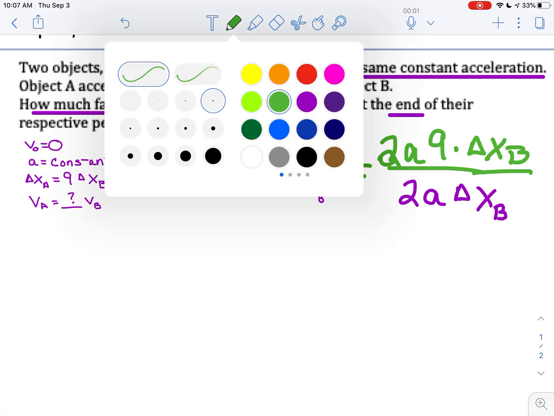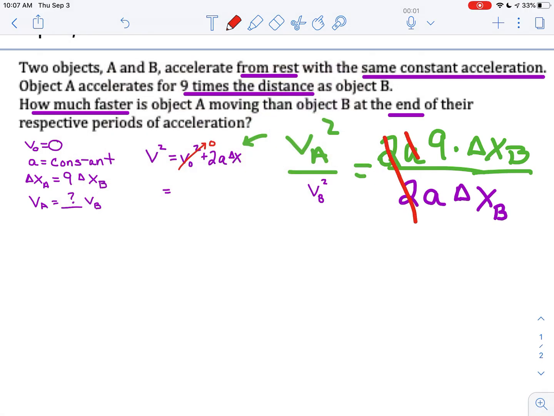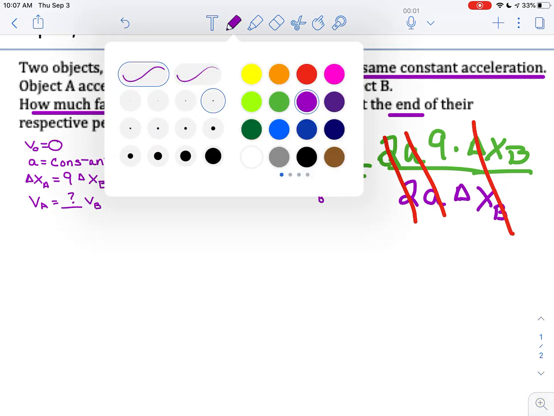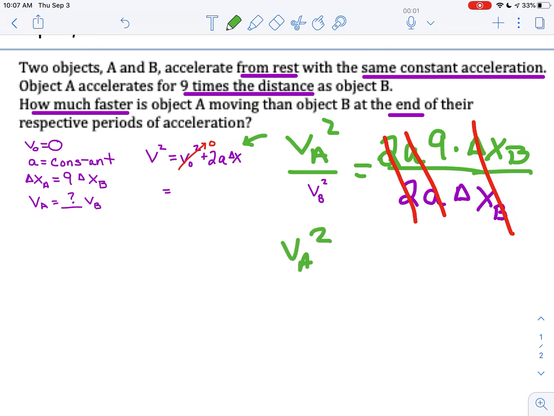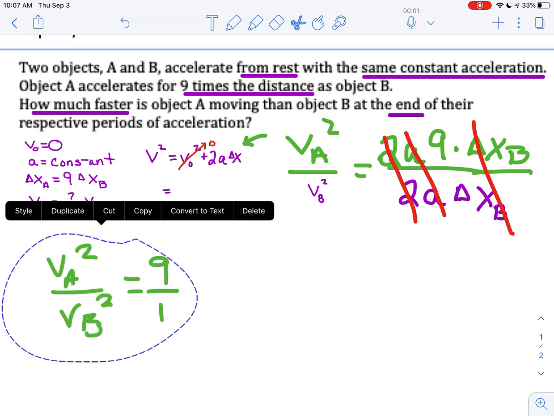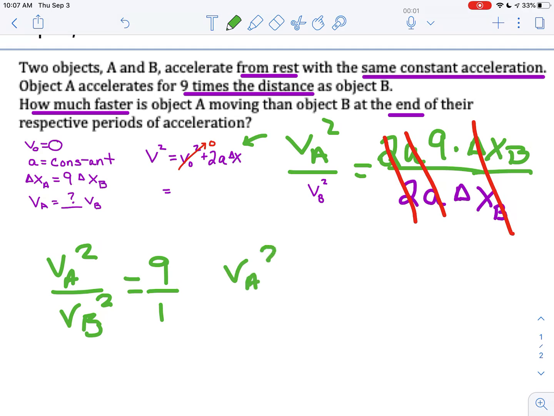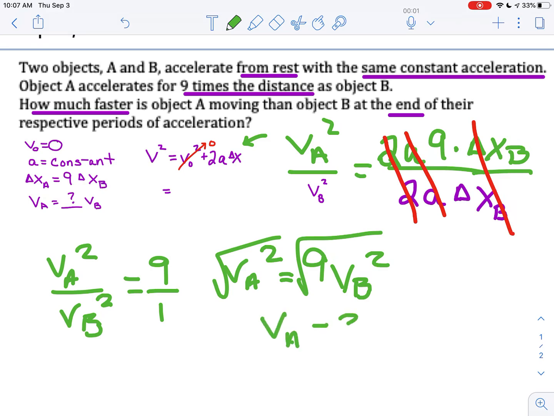So what happens is now I can cancel out everything they have in common. So you'll notice then in the end, what I have is the velocity of A squared over the velocity of B squared is equal to 9 over 1. So I can cross multiply. Let me move this guy over. If I cross multiply, I get the velocity of A squared equals 9 times the velocity of B squared. And then I just have to take the square root of both sides, and therefore the velocity of A is going to be 3 times the velocity of B.